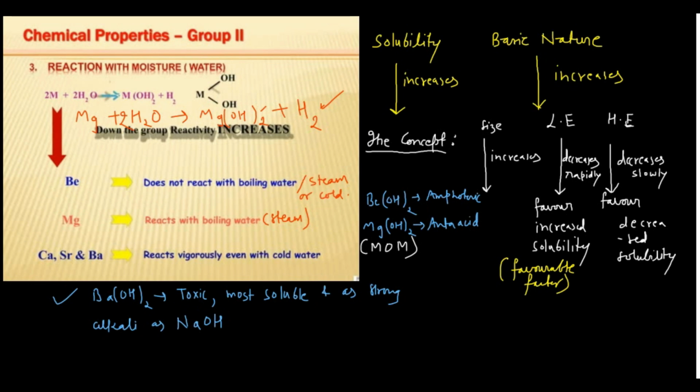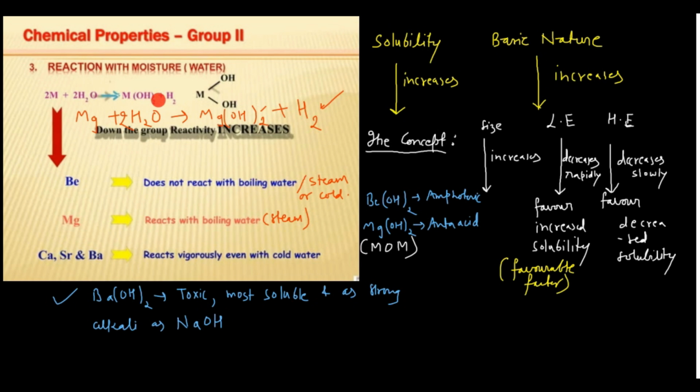While magnesium will react only with boiling water. That means if you pass steam over magnesium, only then will you get magnesium hydroxide. So this should be steam, I should have written steam here. While calcium, strontium and barium react vigorously with cold water. If you take cold water, they react vigorously with it. So this you have to remember.